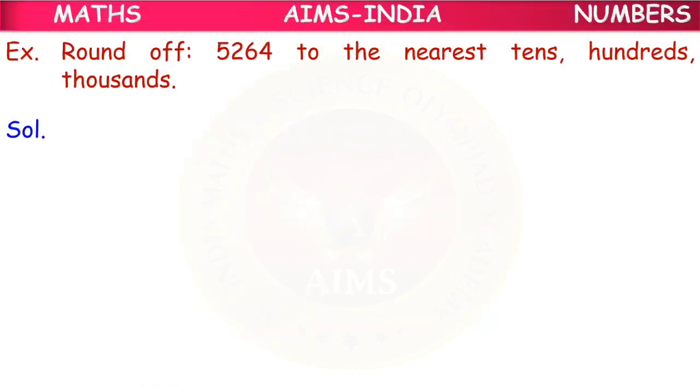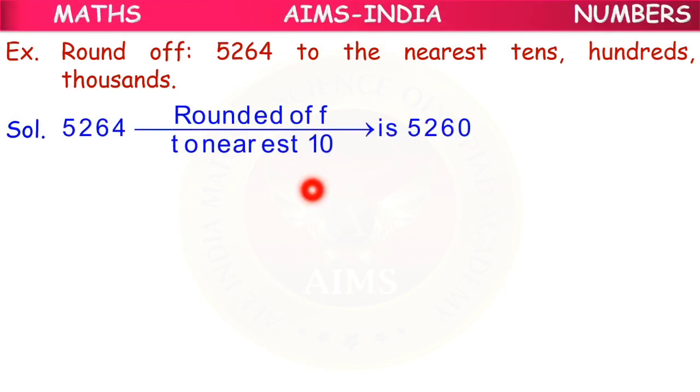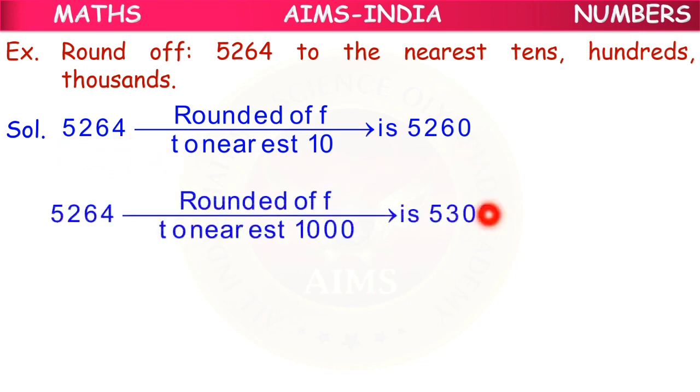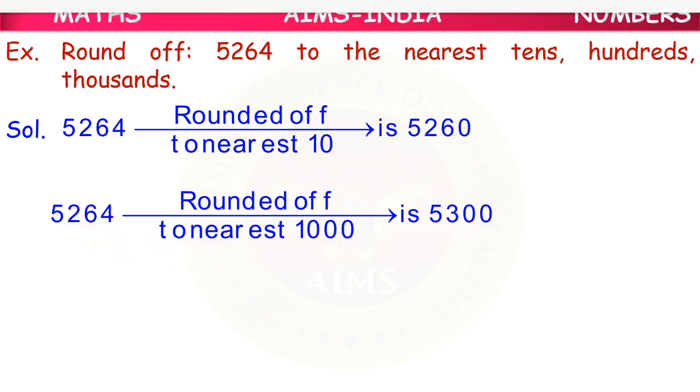Yes. Now 5,264. Again rounded off to all the three, tens, hundreds and thousands. Now when we are rounding off to the tens, we are looking at the digit in ones place which is 4. It is less than 5. So the digits remain unchanged. We simply replace 4 with 0. Yes. So it becomes 5,260.